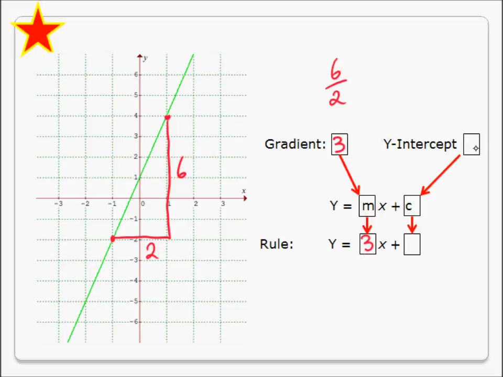Now I want to find the y-intercept. So all I've got to do is have a look. There it is. The y-intercept occurs at 0, 1. That's the one part that I'm interested in. So the constant term is a 1. So my rule is that the y value is 3 lots of the x value plus 1.